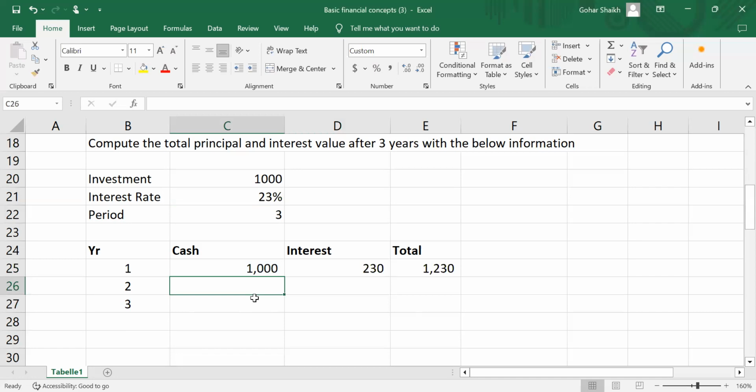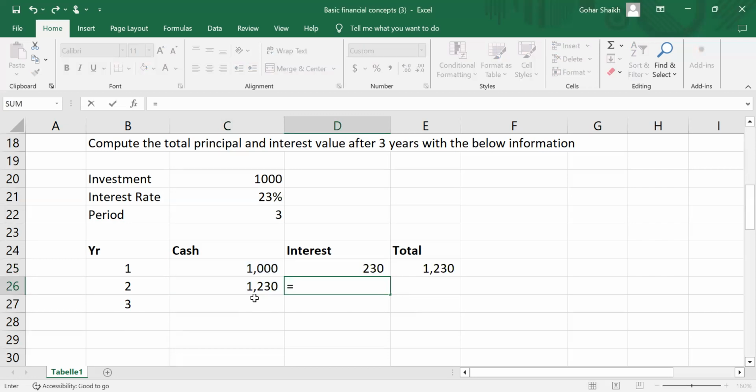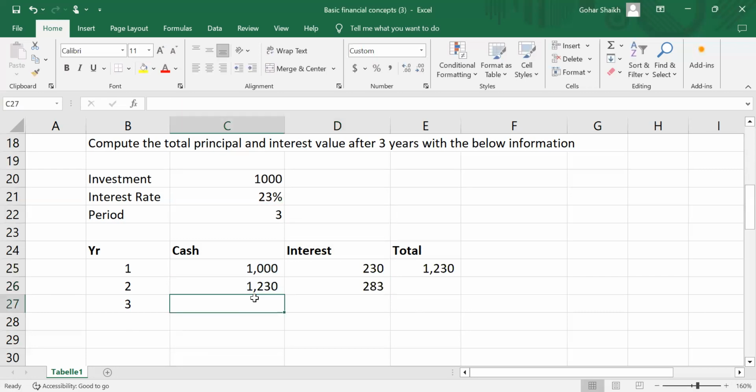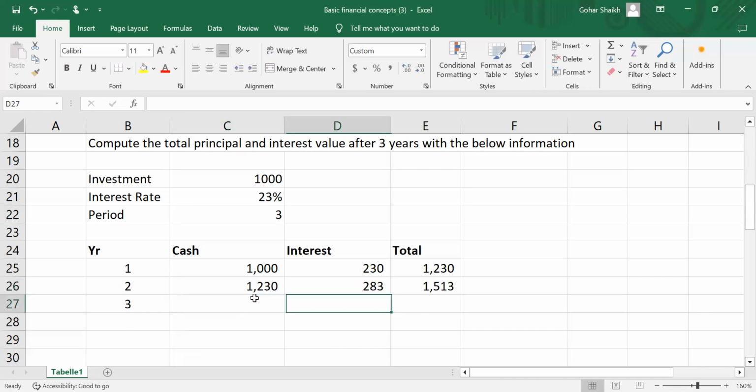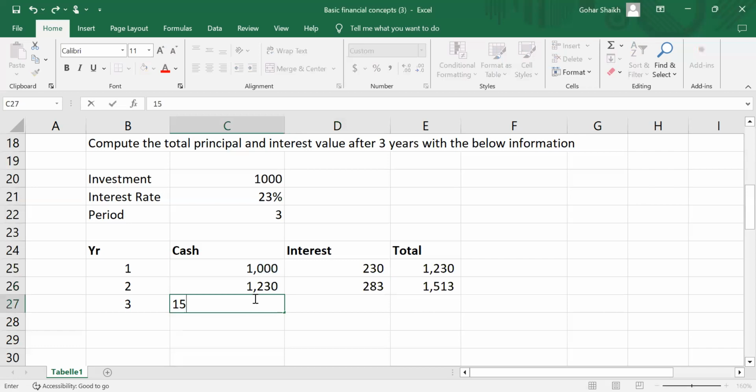Second year, the principal amount is going to be 1230. Basically, you'll be earning interest on 1230. 1230 multiplied by 23%, and this is going to be equal to 1513. Right, 1513 over here.